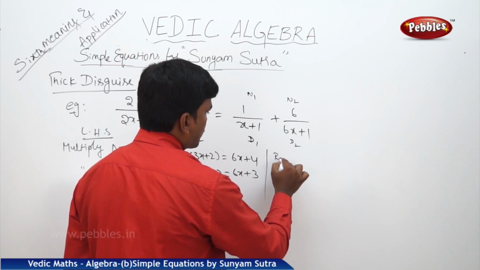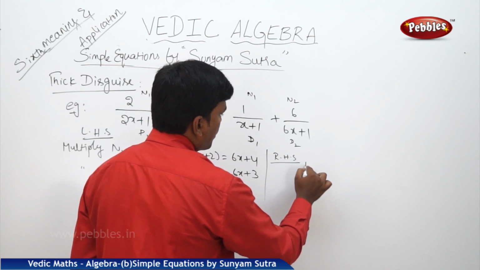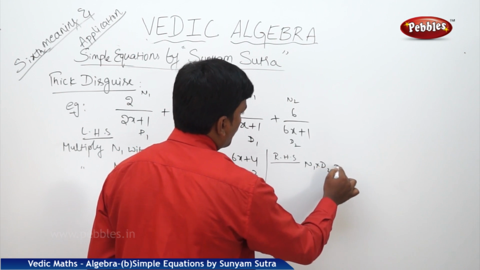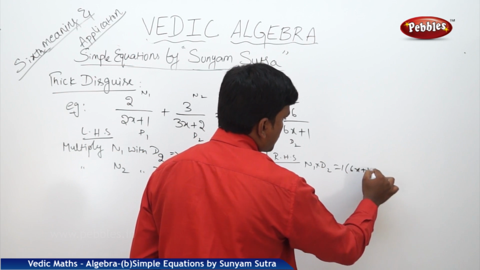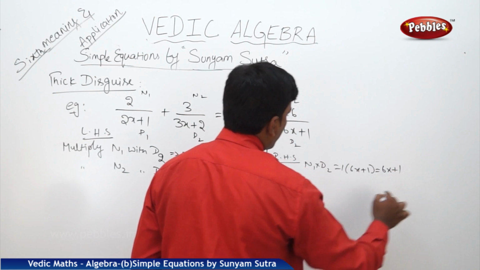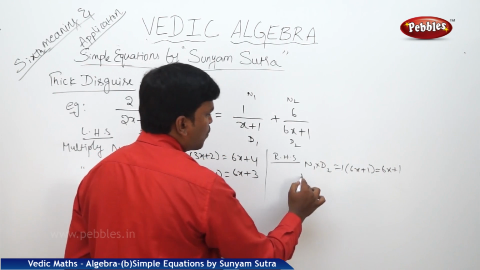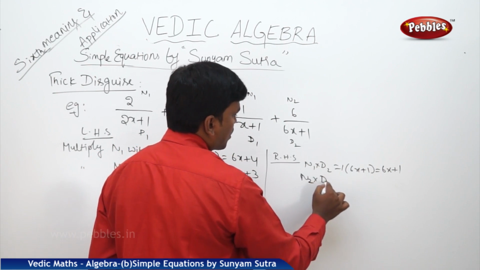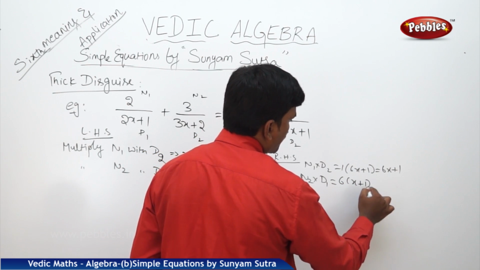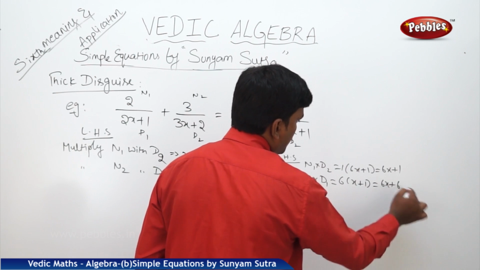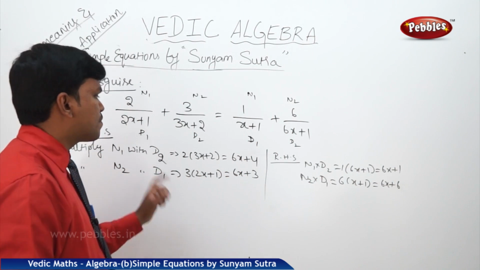Now we will see the right hand side. Multiply numerator 1 with denominator 2. How much will you get? 1 into 6x plus 1, that is 6x plus 1. Similarly, numerator 2 should be multiplied with denominator 1. So 6 into x plus 1. How much will you get? 6x plus 6. So we got the two sums here.